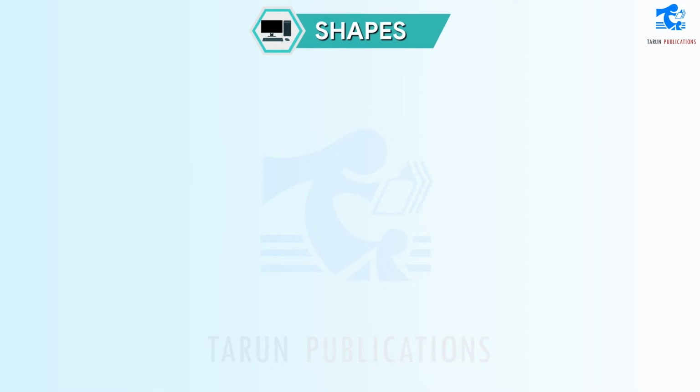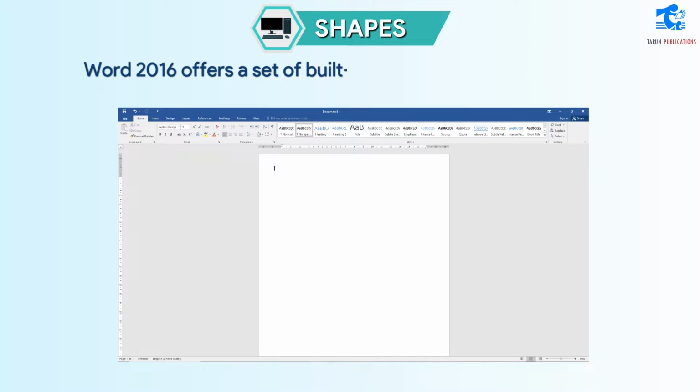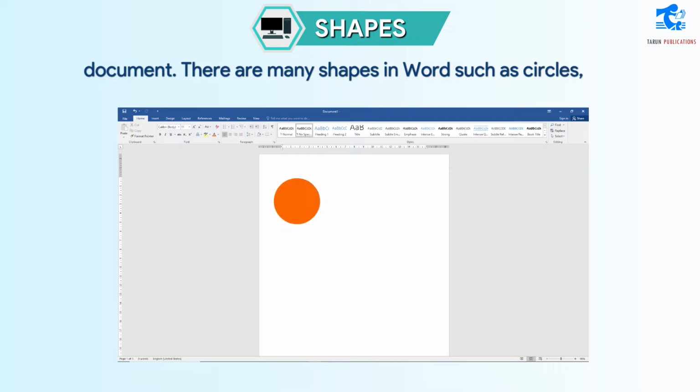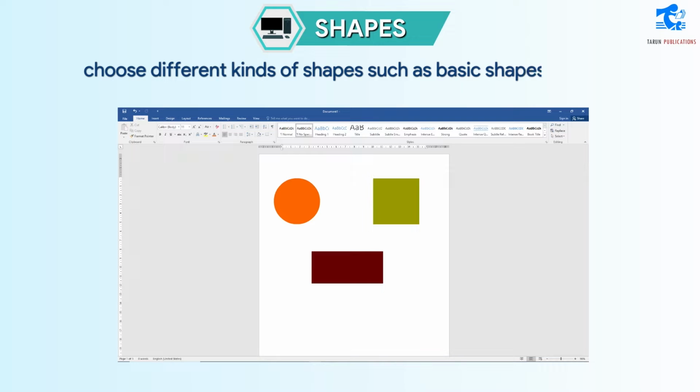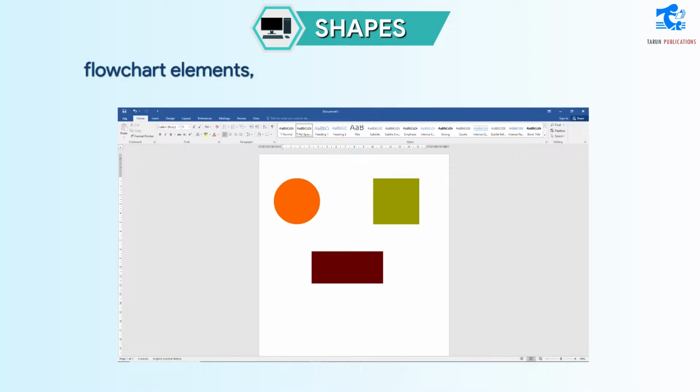Shapes. Word 2016 offers a set of built-in shapes that can be used in a document. There are many shapes in Word such as circles, squares, rectangles, etc. We can add and modify each shape in terms of size, color, style, outline, etc. There are various categories in the Shapes command which we can browse to choose different kinds of shapes such as basic shapes, lines, flowchart elements, banners, and callouts.